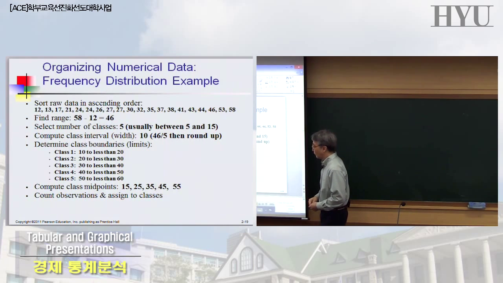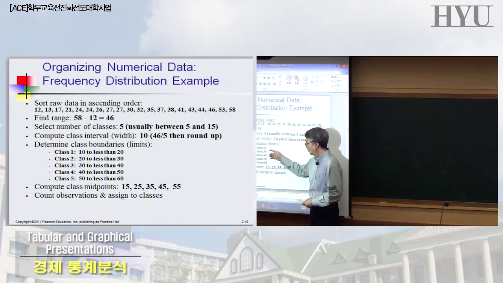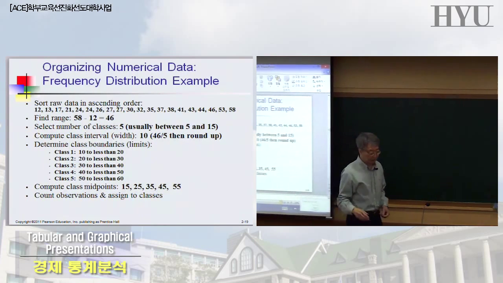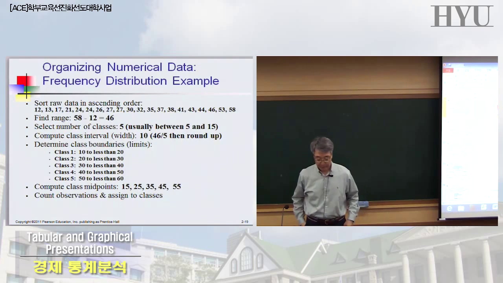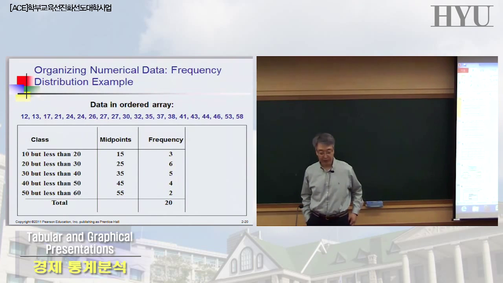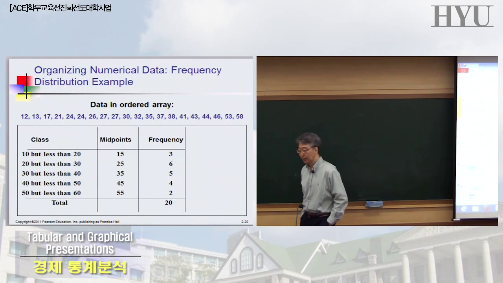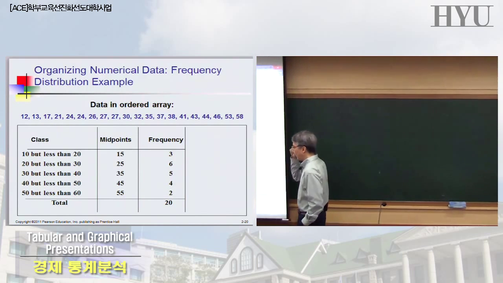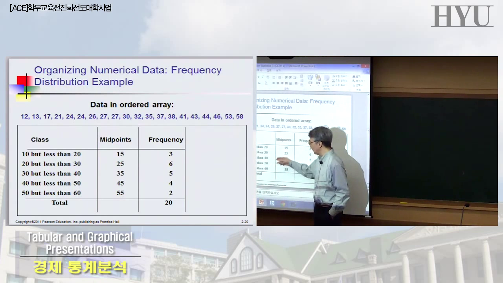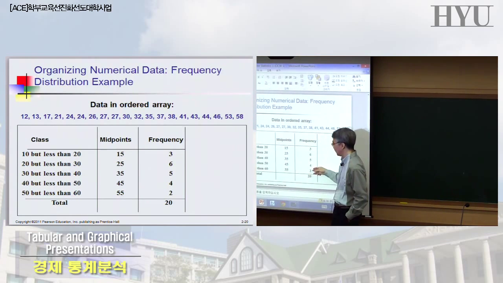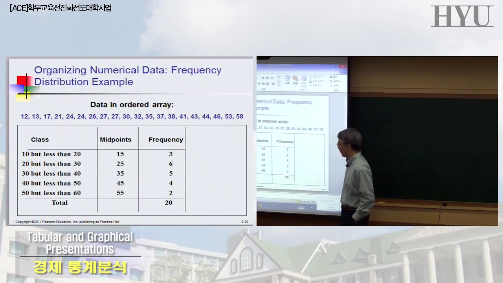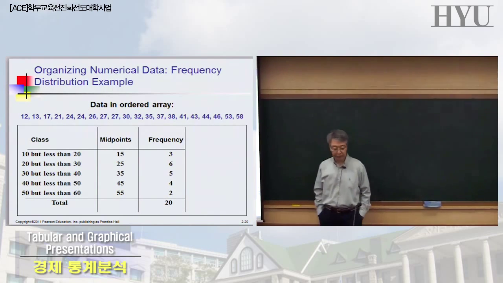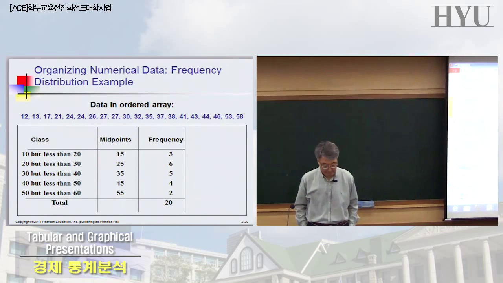And then finally, you can count observations that belong in each class and list the frequency for each class. And the result is right here. So we presented this data in a nice tabular form. We constructed a table, and we have 5 classes, midpoints, and frequencies. And typically, we also add the total at the bottom. So we have a total of 20 numbers, 20 observations.